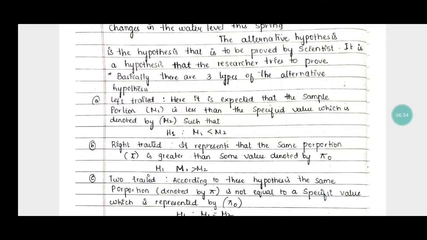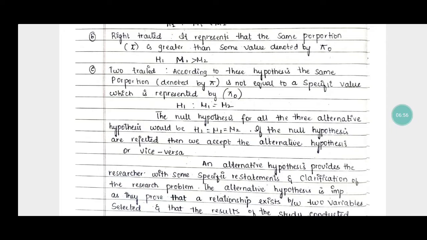The right tail is represented with the same proportion, that is pi is greater than the value which is denoted by pi naught. The two tail is, according to this hypothesis, the same proportion, which is denoted by pi, is not equal to the specific value which is represented by pi naught. So H1: mu1 is not equal to mu2.